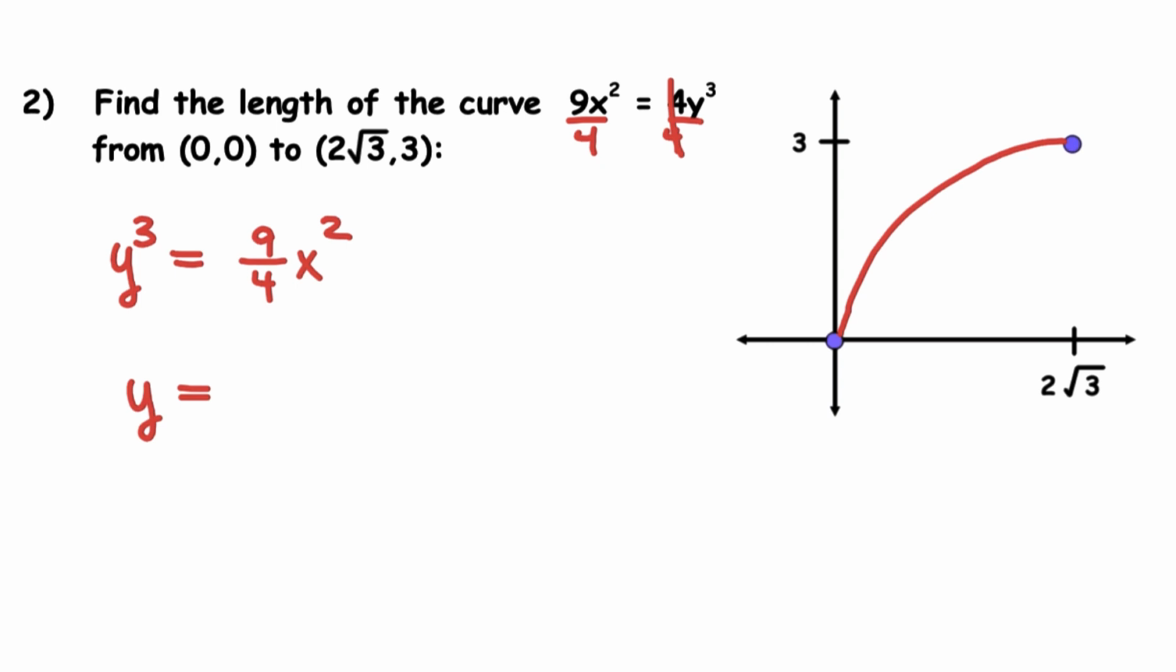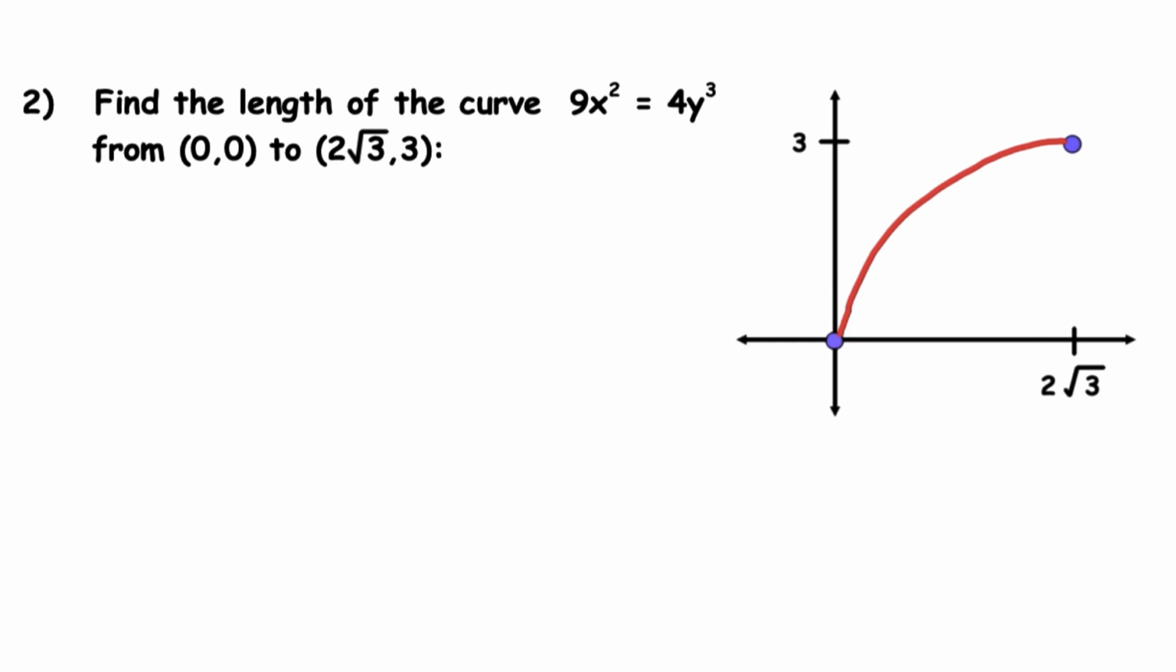see, 9 and 4 are beautiful perfect squares, but they're not perfect cubes. So the 9/4 x squared is going to be tucked inside a cube root, or it's going to be to the 1/3 power. Ugh. And you have to take its derivative and then square that derivative. This is not going to be good. I'm going to bail out. Sometimes that'll happen to you.